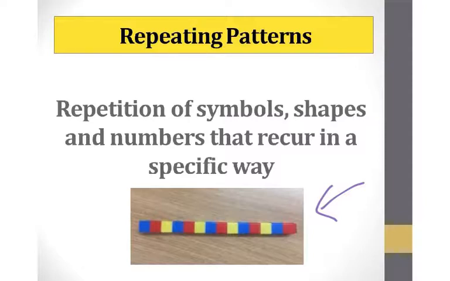So what do I see? Blue, red, yellow, blue, red, yellow, blue, red, yellow, blue, red, yellow, blue, red. So I can see from verbalizing or from saying what I see that there is a pattern. Blue, red, yellow, blue, red, yellow. So what will come after the last red cube? Blue, red, yellow.